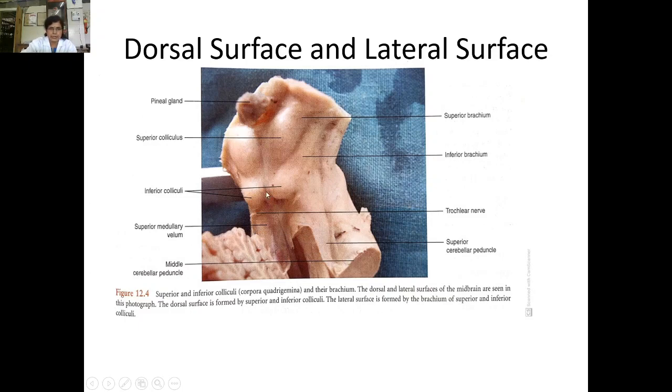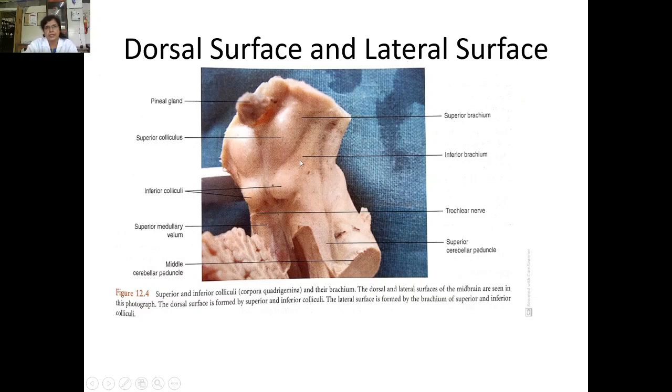Then on each side of this frenulum veli, the fourth cranial nerve, the trochlear nerve, emerges. This is the only cranial nerve which emerges on the dorsal aspect of the brainstem. It is the only cranial nerve which undergoes crossing, and it is the only cranial nerve which has the longest intracranial course. So this posterior surface of the midbrain has four colliculi, the two superior colliculi and the two inferior colliculi.